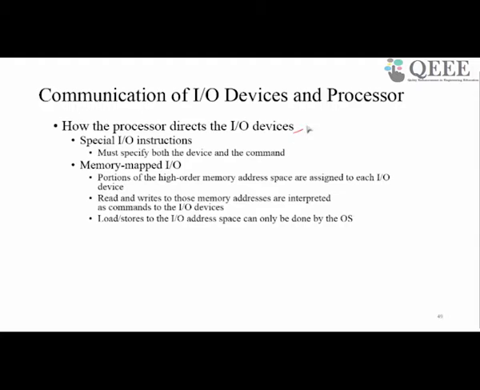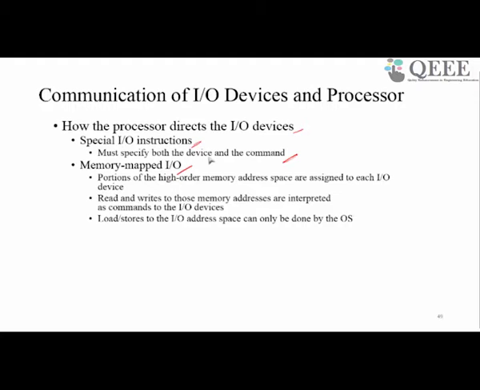You have a case where the processor directs the IO devices. It makes the transfer happen using specialized IO instructions. For example, in the 8085 processor, you have instructions like IN and OUT, which are specialized instructions wherein devices are treated as IO devices and data is transferred.